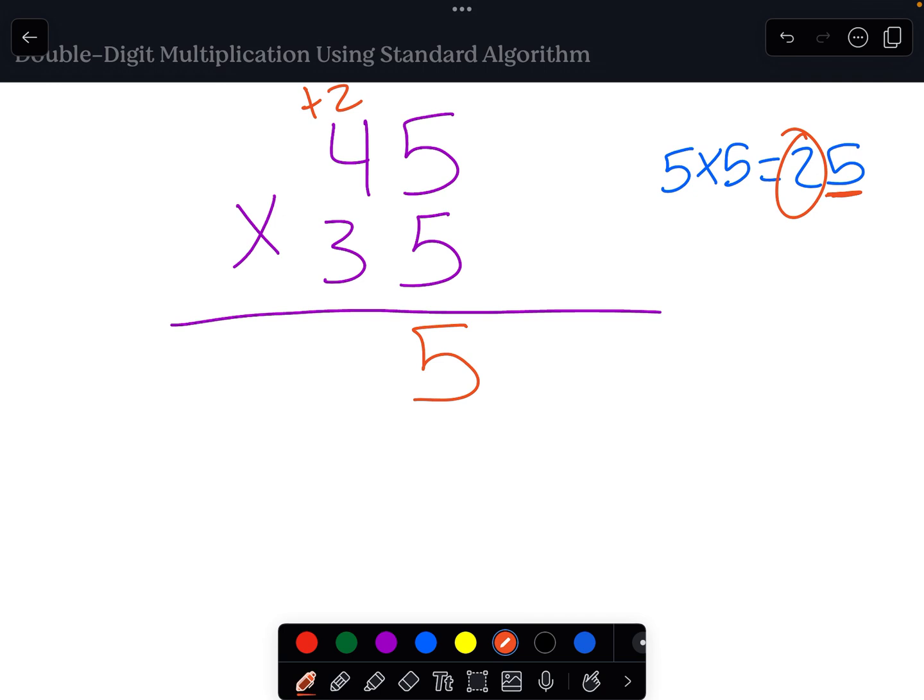Now, our next step is, we're still in the ones digits because we did 5 times 5. Now we have to do 5 times 4. What is 5 times 4? 5 times 4 is 20. But we're not done. We can't forget about this 2 that was carried over. So now we do 20 plus 2, and that equals 22. And we're going to write that number right here.